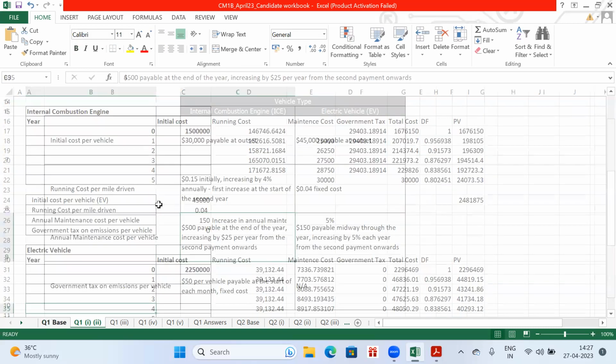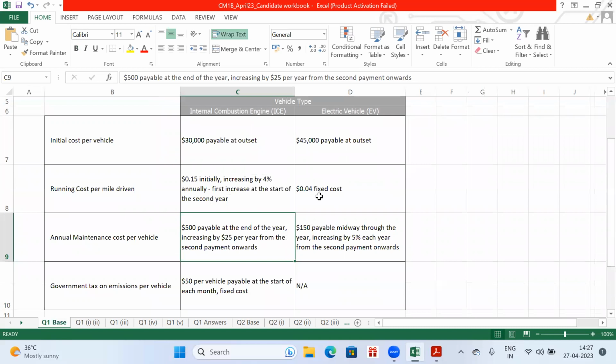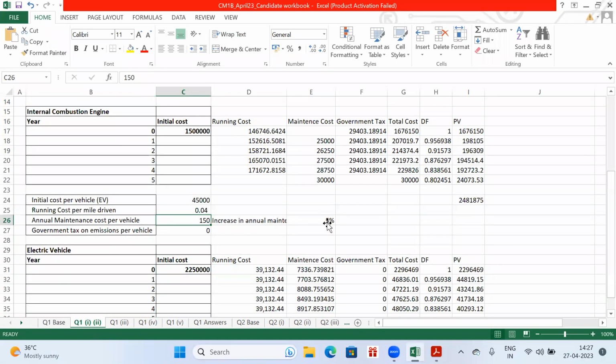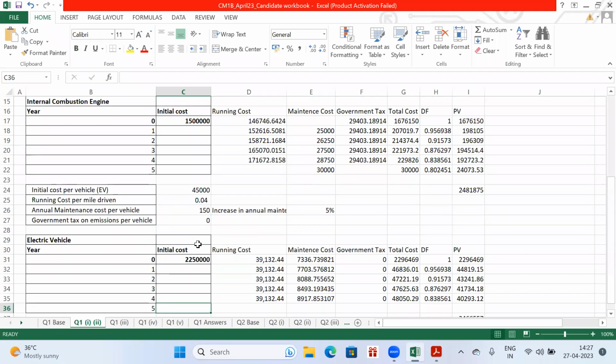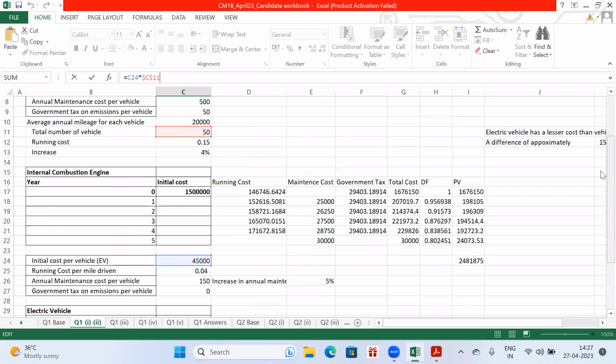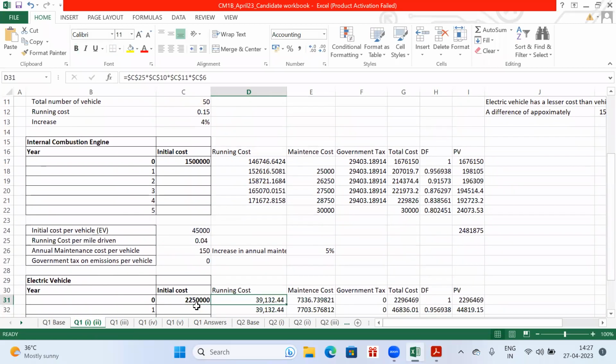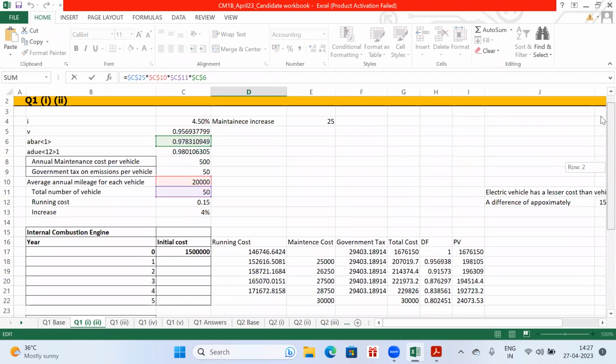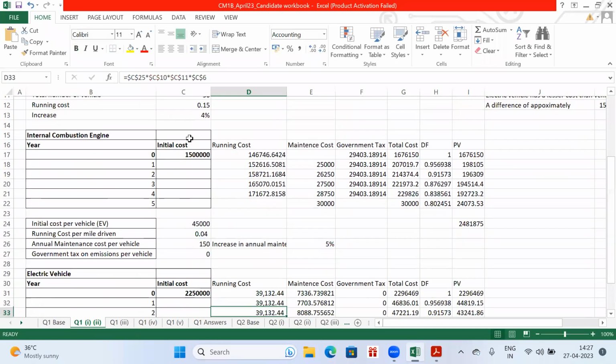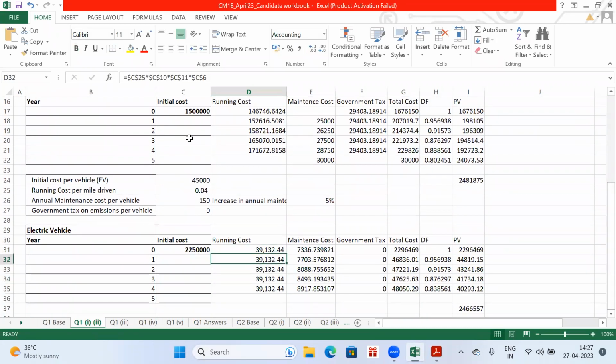Similarly, we'll do for electric vehicles: 45,000 payable at outset, 0.04 running cost, and 150 maintenance payable midway through each year, increasing by 5% each year. So again, 45,000 into 50 vehicles we have. Then we have the running cost. Running cost is 0.04 per mile driven into 20,000 into 50 into ä1, which is fixed here. All year the running cost is fixed. And again all payable at the start of the year.